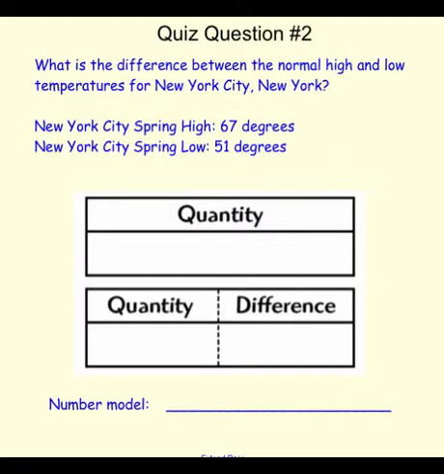Once you have finished solving the problem, please go online and put your answers to the quiz questions on the online quiz.